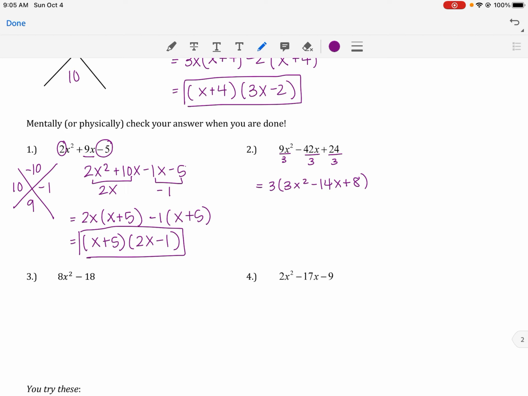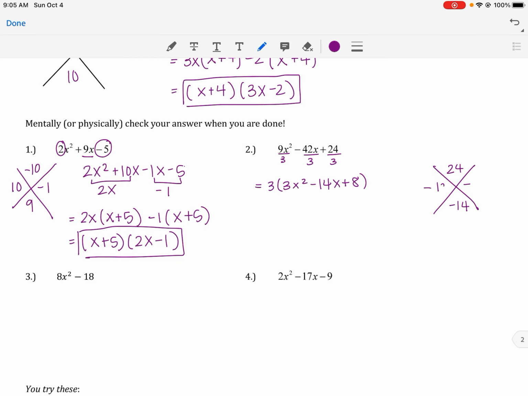We will keep the 3 out front, but a nice little part here is now, to find my magic number, I'm doing 3 times 8 is 24 and adds to a negative 14. So these numbers end up being a bit smaller, right? And they're easier to work with. So here, both of these are going to have to be negative to get a positive and then add to a negative. So what multiplies to 24? 8 and 3, but that would give me negative 11. 6 and 4, but that gives me negative 10. What about 12 and 2? That seems to work.